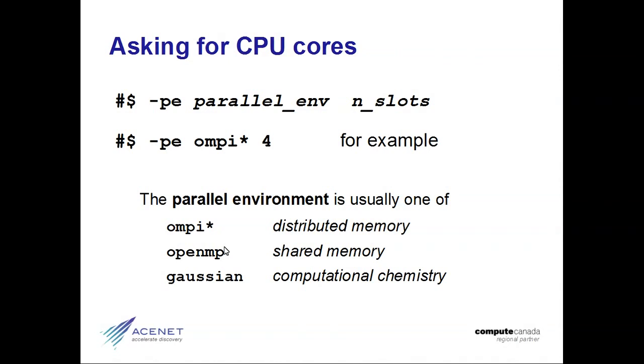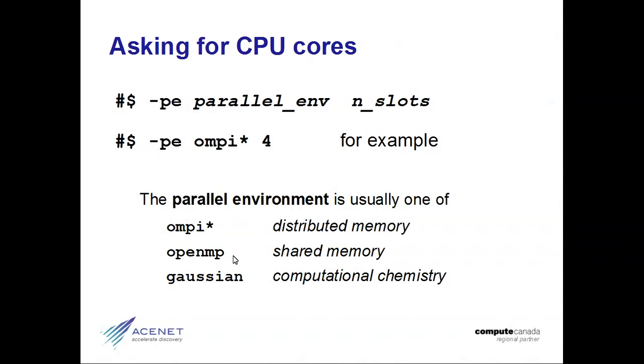The next most common one is OpenMP, which is for shared memory parallel computing. With OMPI star, if you ask for 16 processes, those processes may be started on one machine or on 16 machines or anything in between. The processes can be spread arbitrarily across machines. If you're doing shared memory computing, that won't work. You need all the processes to be on a single machine, and so the OpenMP parallel environment means that all the processes you asked for get started on a single machine.